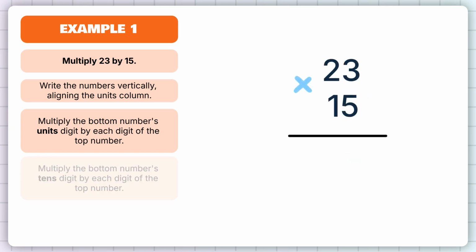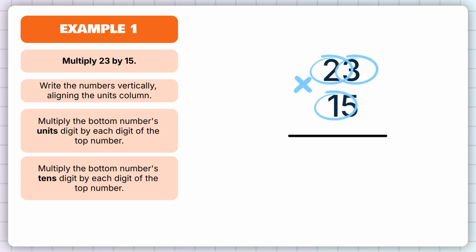Step 3 is to multiply the bottom number's tens digit by each digit of the top number. In this way, we multiply 1, which is actually 10, by 23. Remember that because 1 is actually 10, we have to put a 0 in our new units column.